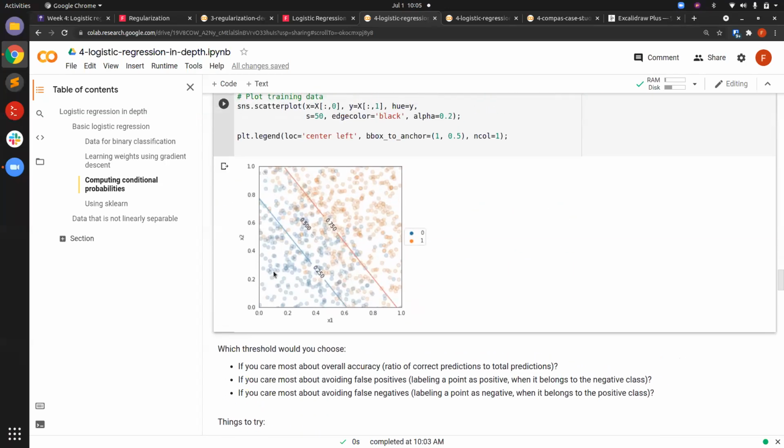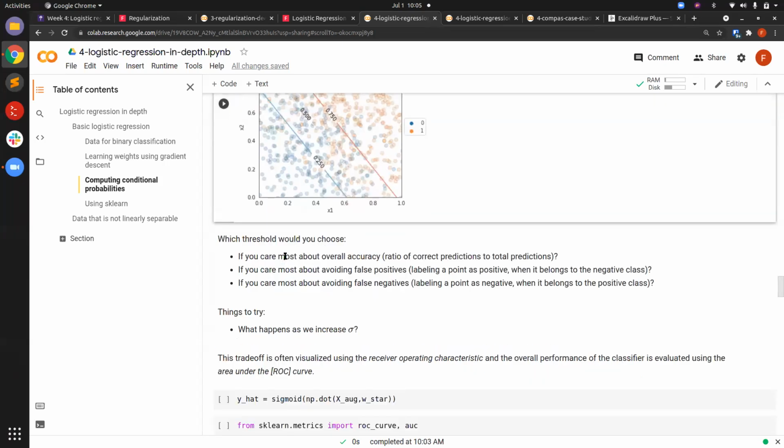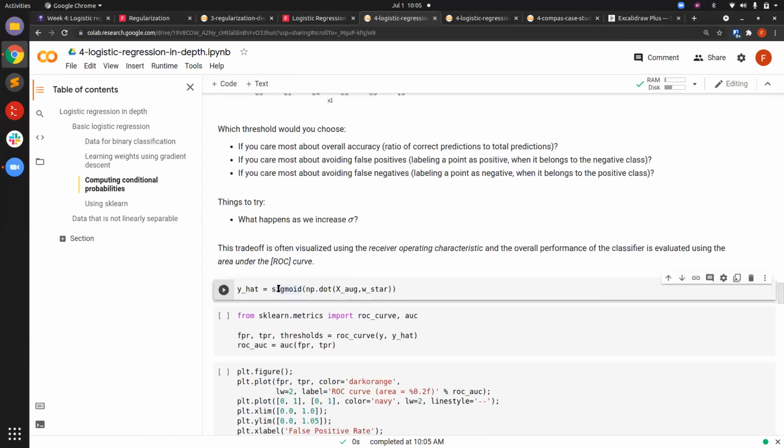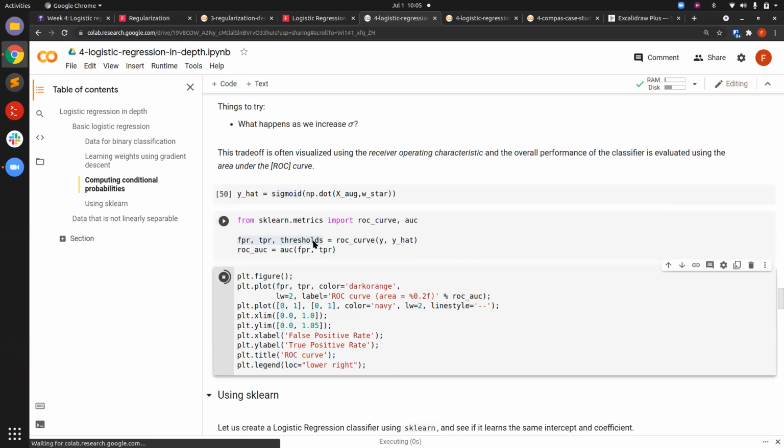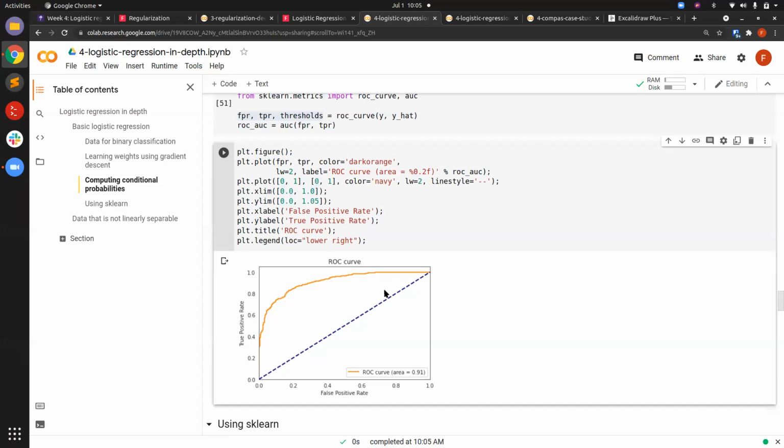Now, since we have this trade-off, it's a little difficult to think about the overall performance of the classifier, because the overall performance will also depend on the threshold we choose for deciding whether a point belongs to the positive class. So we can summarize that trade-off by creating what's called a ROC curve. For a ROC curve, you find the false positive rate and the true positive rate for each of a set of potential thresholds. And then you can plot that, and you can also compute the area under the curve.